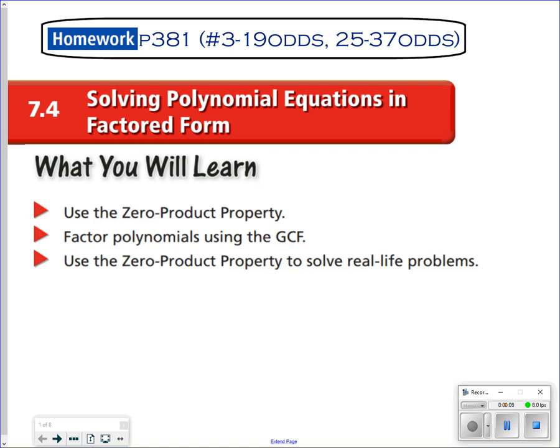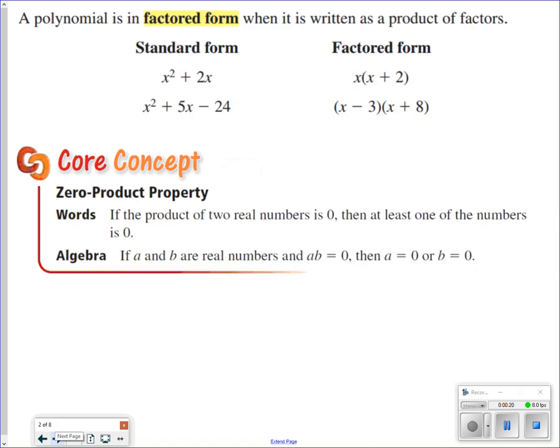Today we're going to do 7-4, solving polynomial equations in factored form. This is kind of the basis of this entire chapter: factoring and then solving when it's in factored form. There are two forms you're going to have to worry about, standard form and factored form. There's a way to solve in standard form, but we're going to focus on solving in factored form. Factored form basically means that you have broken it down into its factors.